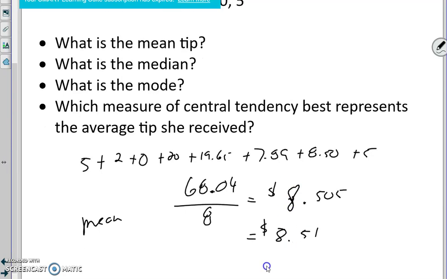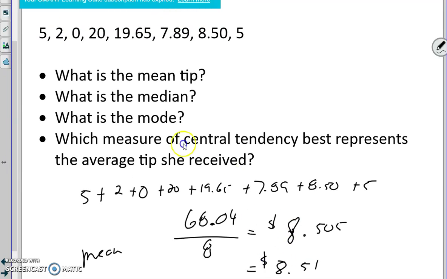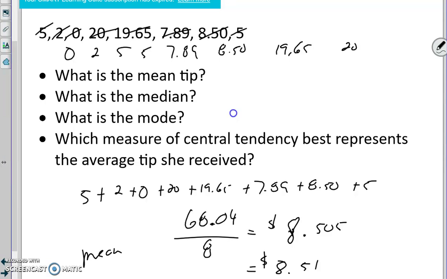Okay, the mode. I'm going to put them in order up here and then move it down, because I can't see both at the same time. So I guess the median. So 0, 2, 5 and 5, 7.89, 8.50, 19.65, and 20. One way to check to make sure you haven't missed any is to count them, right? We had 8, right? Do I have 8 now? 1, 2, 3, 4, 5, 6, 7, 8.